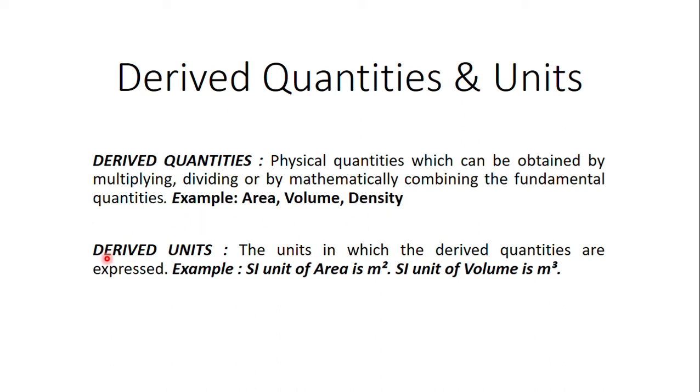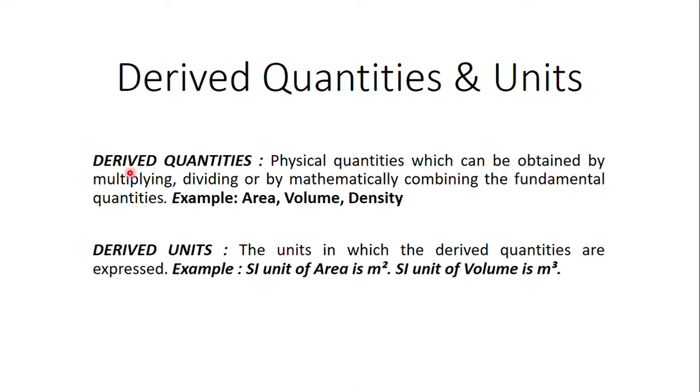So what are derived units? The units with which these derived quantities are expressed. For example, area is expressed in meter square, the SI unit of area is meter square, volume is expressed in meter cube, and density can be expressed in kilogram per meter cube. So you will be learning this in the next part of the lessons.